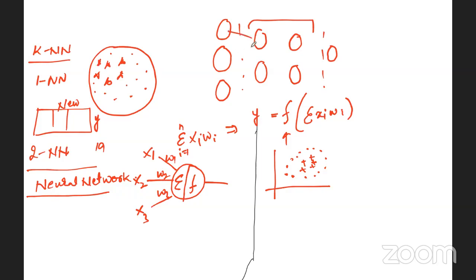So this we have discussed, and then we discussed something called back propagation, the multi-layer perceptron with back propagation. So what is that? In this network, initially we will assign the weights randomly.